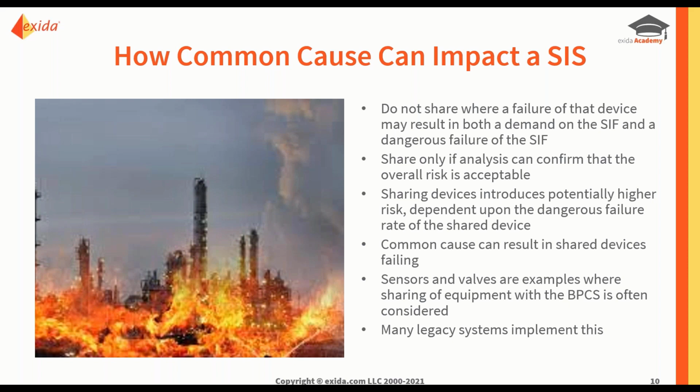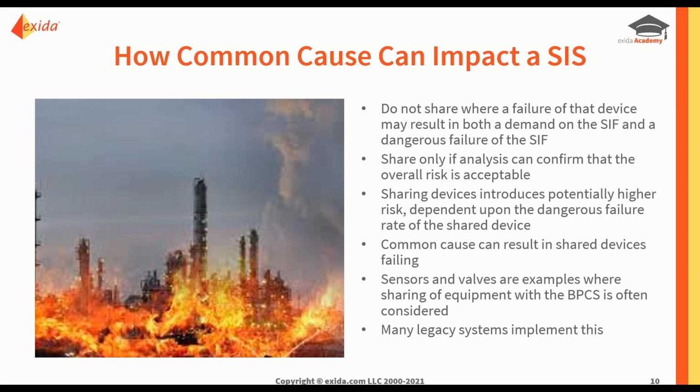So of course, if we're sharing, then we don't meet the independent. Plus, the dependable is another issue, because we will be reducing the overall reliability of the safety instrumented system. So again, we should only share if analysis can confirm that the overall risk is acceptable. Because this sharing introduces potentially higher risk, it is going to be dependent upon the dangerous failure rate of that shared device, because it's the failure on demand. Those are the dangerous failures. And of course, common cause can result in shared devices failing.